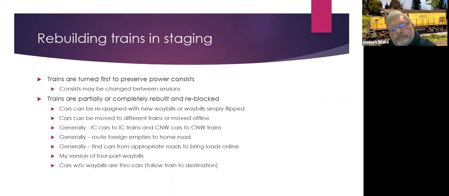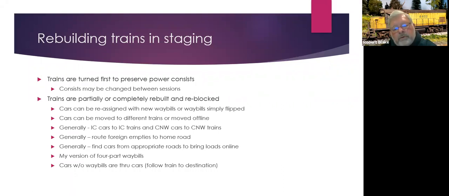A couple of rules for cars that I try to follow, and this isn't 100%, but in general, I'll try to route cars that would have been in IC trains or IC home road cars to the IC trains, and Northwestern cars to the Northwestern trains. I'll generally try to route foreign empties back to the home road, unless I can find a new way to load them and send them someplace else. And generally, I'll try to look for cars from appropriate roads in order to bring loads online to customers.